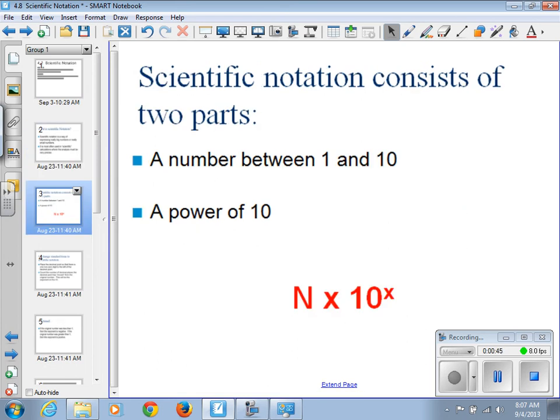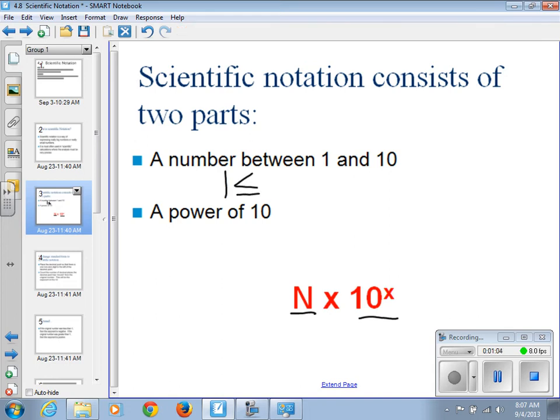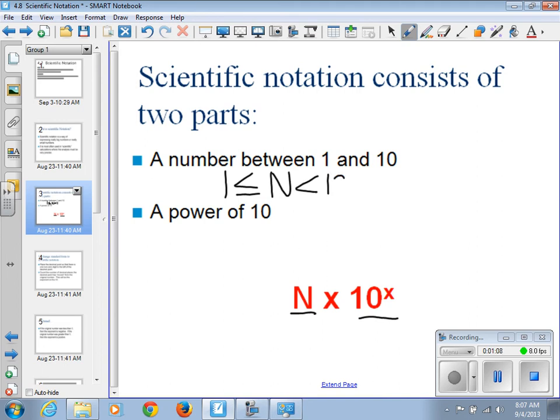Scientific notation consists of two parts. The first part, our n, is a number between 1 and 10. The second part is a power of 10. More specifically about the first part, or the n, that number could be equal to 1. However, it absolutely must be less than 10.